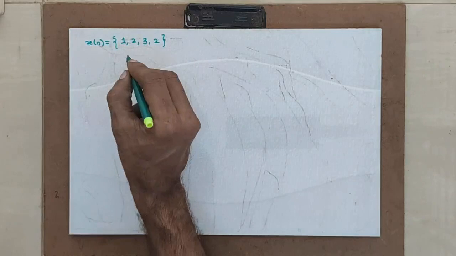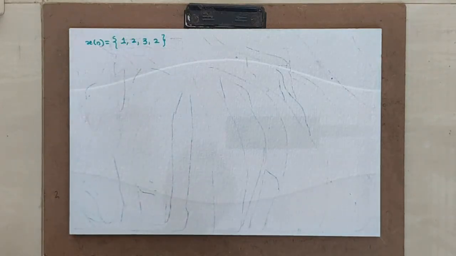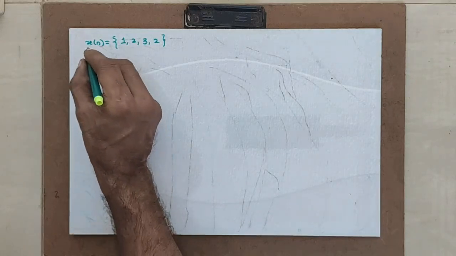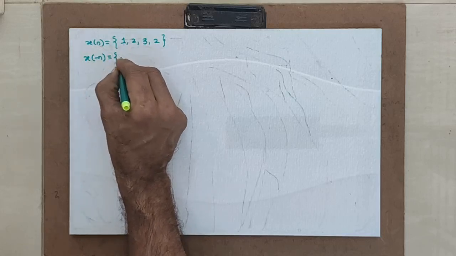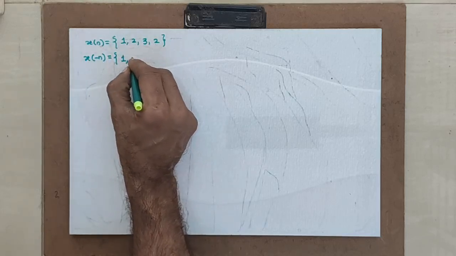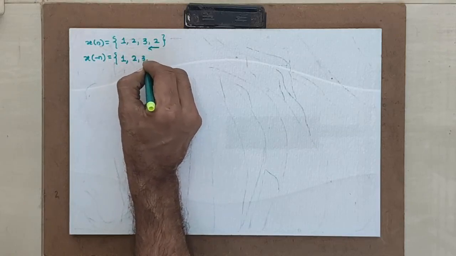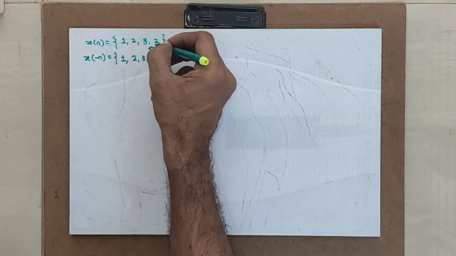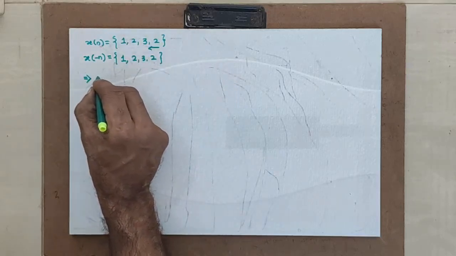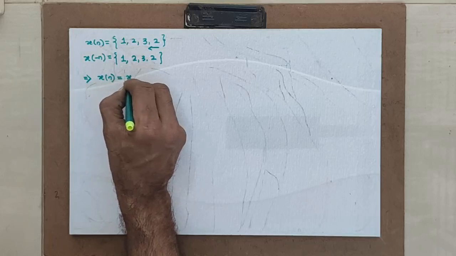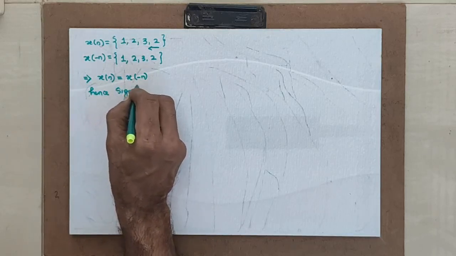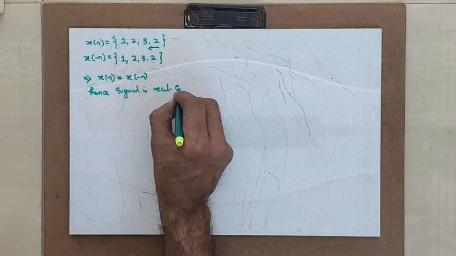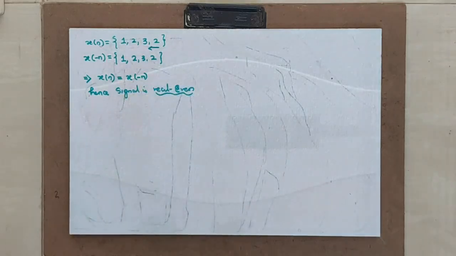Now, whether the signal is even or odd, how to find that? Invert this signal, find x of minus n. First, you write the signal and come in the reverse direction: 1, 2, 3, 2. See this, both signals are the same. This implies x of n is equal to x of minus n. Hence, the signal is real even signal.